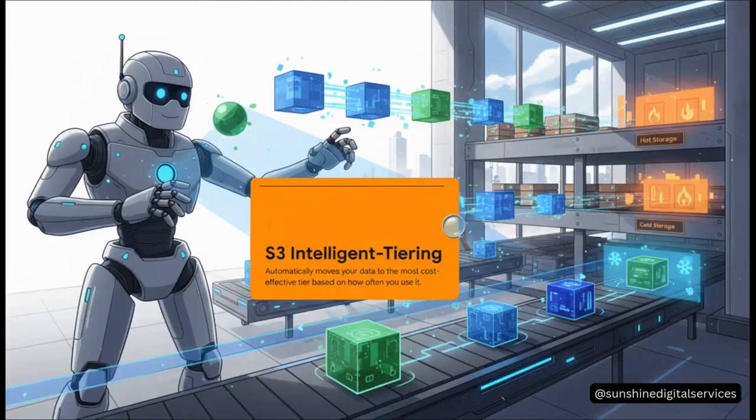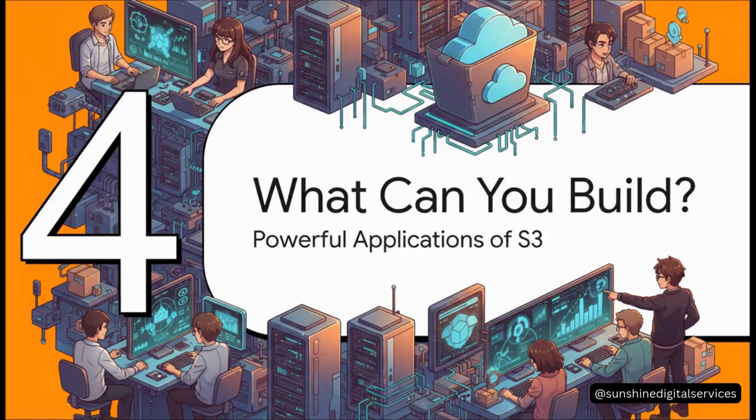But what if you don't know how often you'll need your files? This is my favorite part. It's called S3 Intelligent Tiering. Think of it as a super smart robot warehouse manager who's always watching. If it notices you haven't used a file in a while, it'll automatically move it to a cheaper storage zone for you. You save money without lifting a finger. It's amazing.